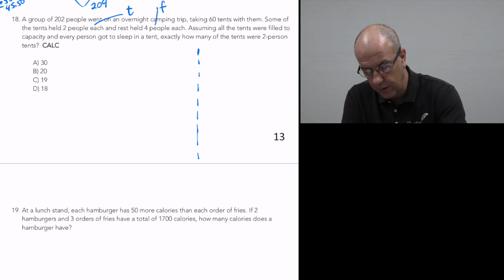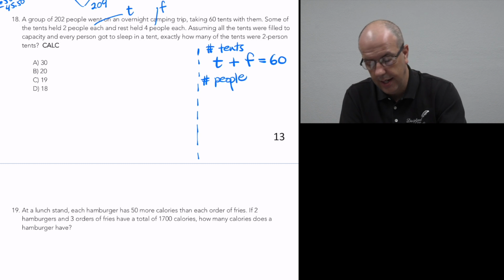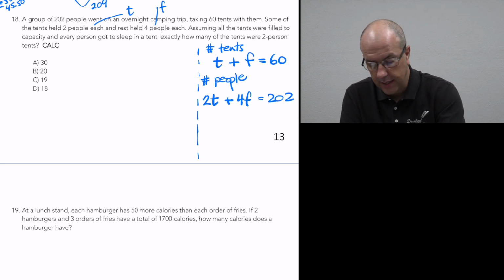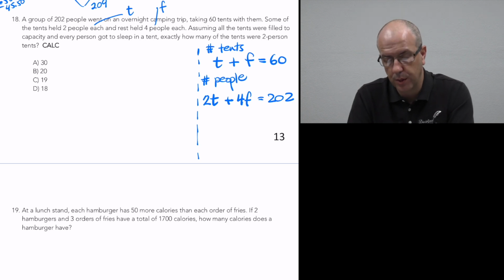And so I have an equation for the number of tents, and I have an equation for the number of people. So the number of two-person tents plus the number of four-person tents has to equal 60. And then people: for each two-person tent, I put 2 people in there, and for each four-person tent, I can fit 4 people in there. And that has to equal 202 people. They're asking me for T, the number of two-person tents.